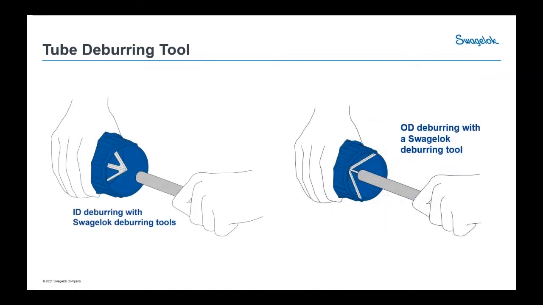To deburr the tubing, you want to do the inside diameter first. Slide the tool into the ID of the tubing, rotate it back and forth a couple of times, then flip the tool over, and on the other side is the deburring tool to do the outside diameter. Same process there, just twist the tubing around.